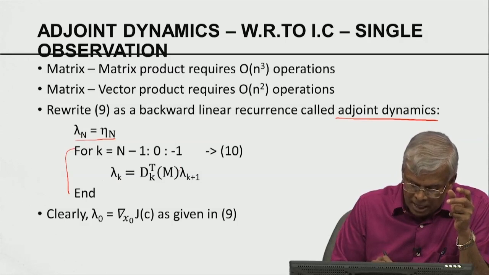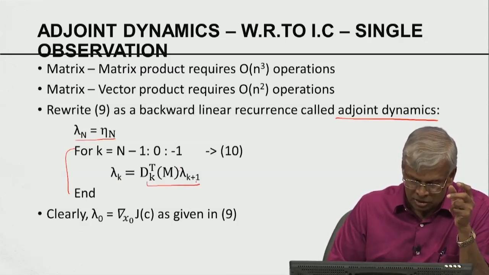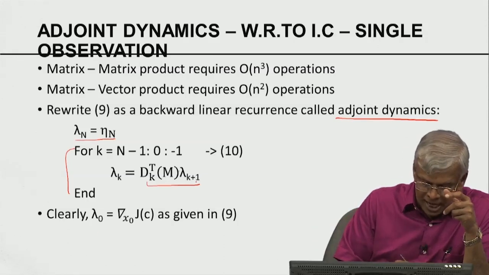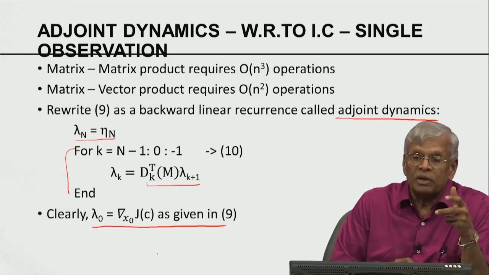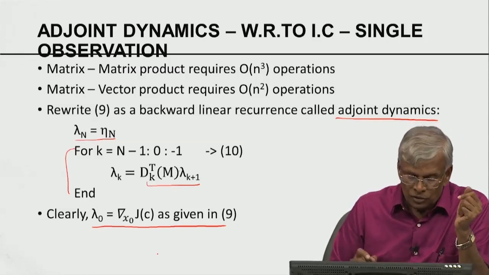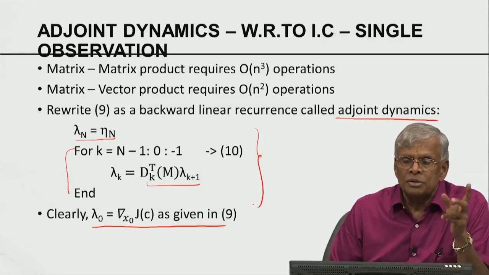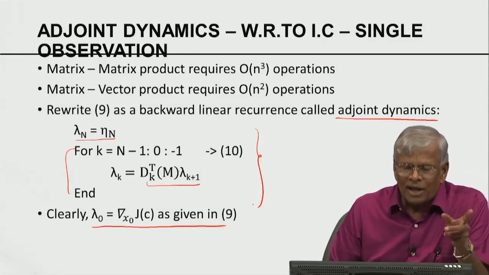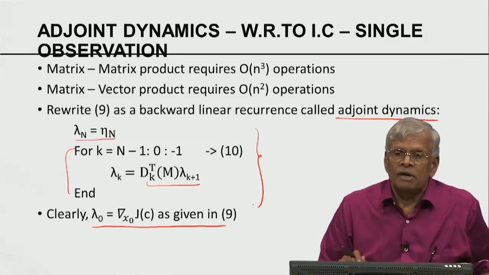Lambda is the vector, and I am interested in the matrix vector multiplication. So this is simply a matrix vector multiplication, and when you come to the end you get the adjoint sensitivity, which is what we are seeking. So this is the adjoint dynamics that gives rise to the evaluation of adjoint sensitivity. So this is a summary of the 4DVAR.